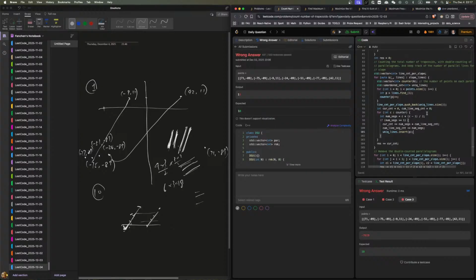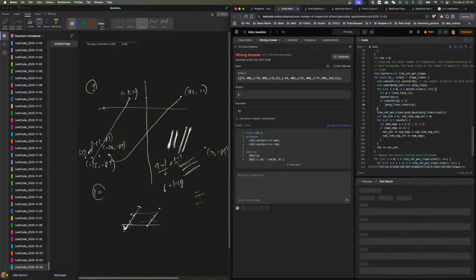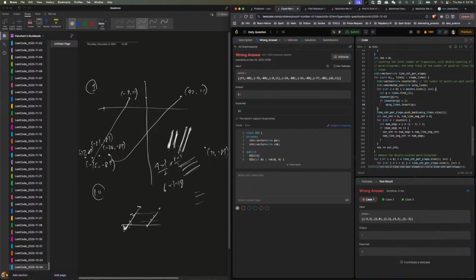If C is larger than 1, then we will insert that's a counter. What would be the best way to do it? We'll do it here. If counter P is larger than 1, then we insert. That means that is a parallel line. Okay, so we got the others, but we got the first one wrong.